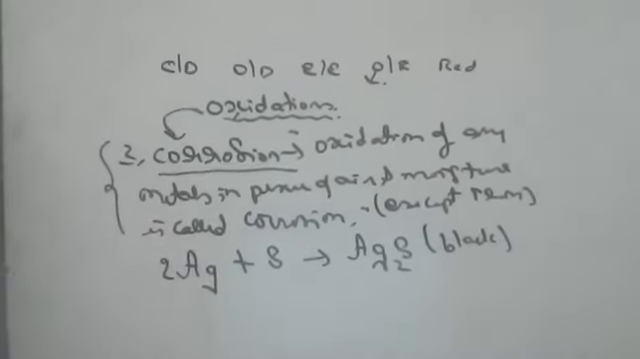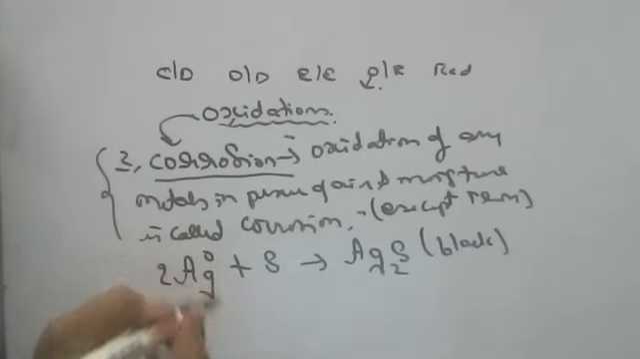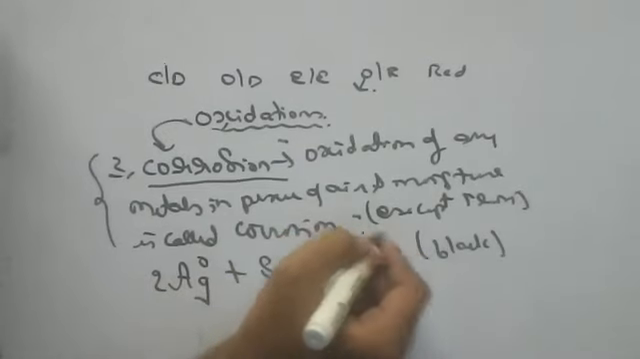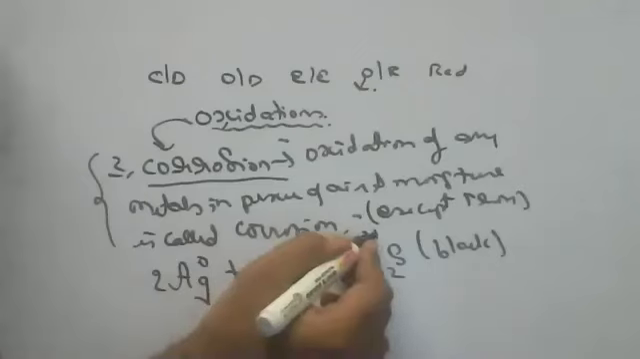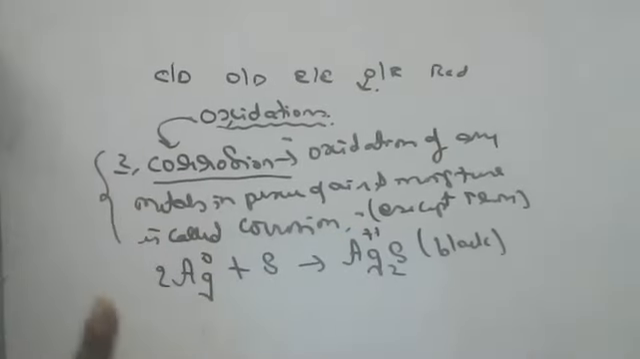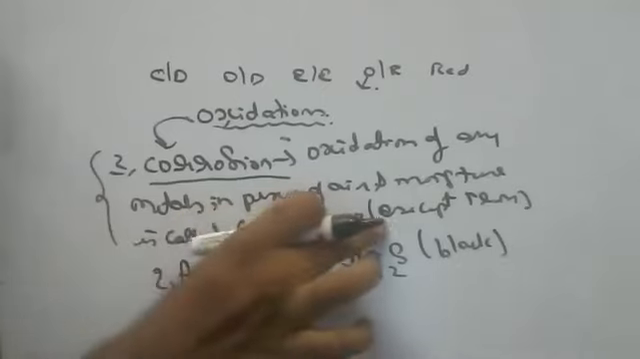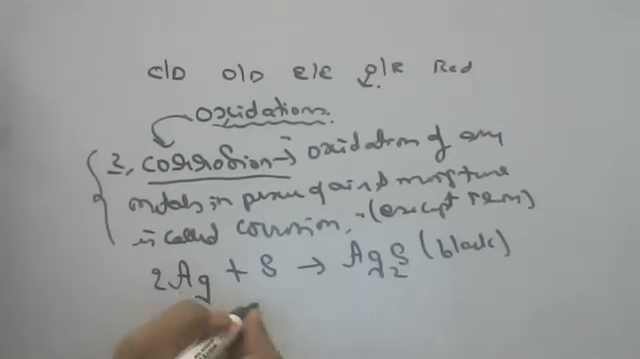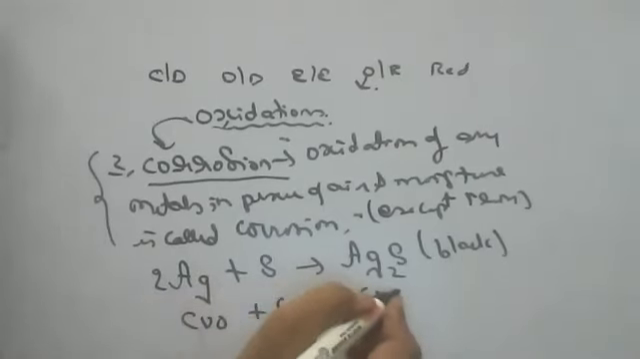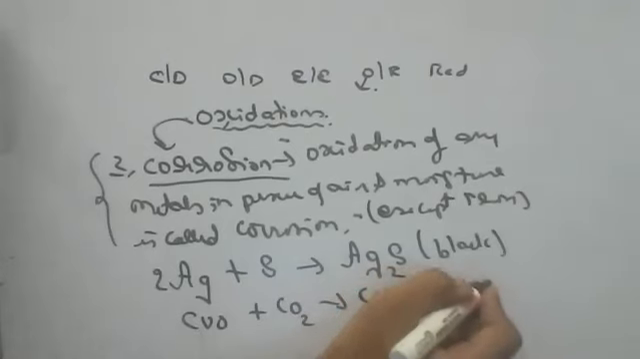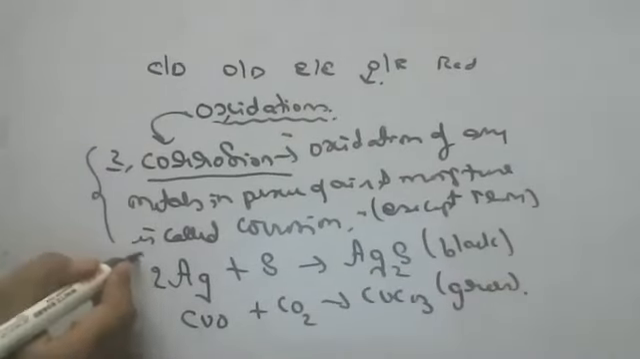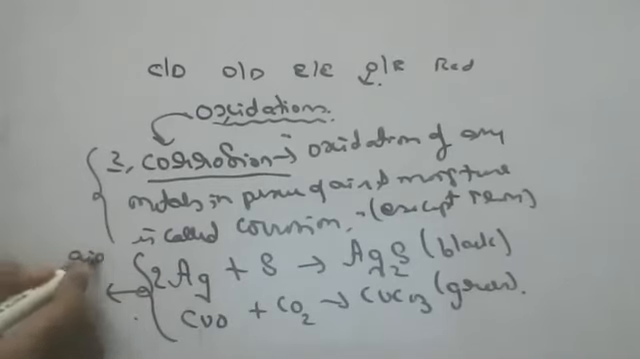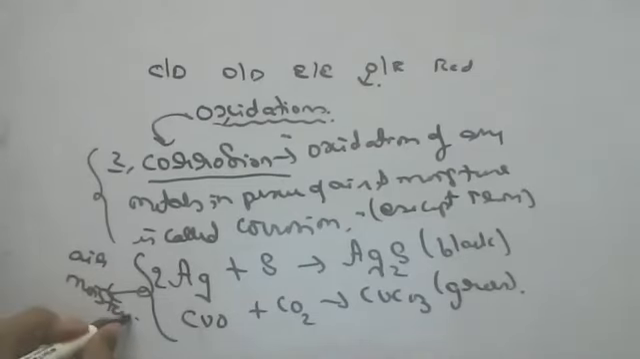Yesterday only I told, children. Silver here, oxidation number is 0, and here oxidation number is +1. Increase in oxidation number is also called oxidation. I will take that separately in one class. Don't worry. This is oxidation. Suppose, children, copper is there in your houses. Copper, when you expose it to air, forms green copper carbonate. Green color. Copper articles will become green. Oxidation of any metals in presence of air and moisture except iron is called corrosion.